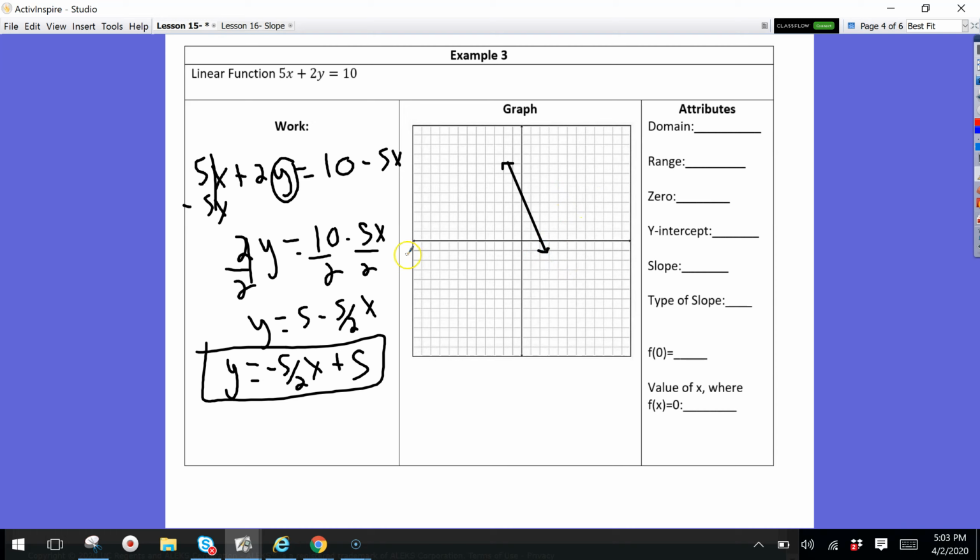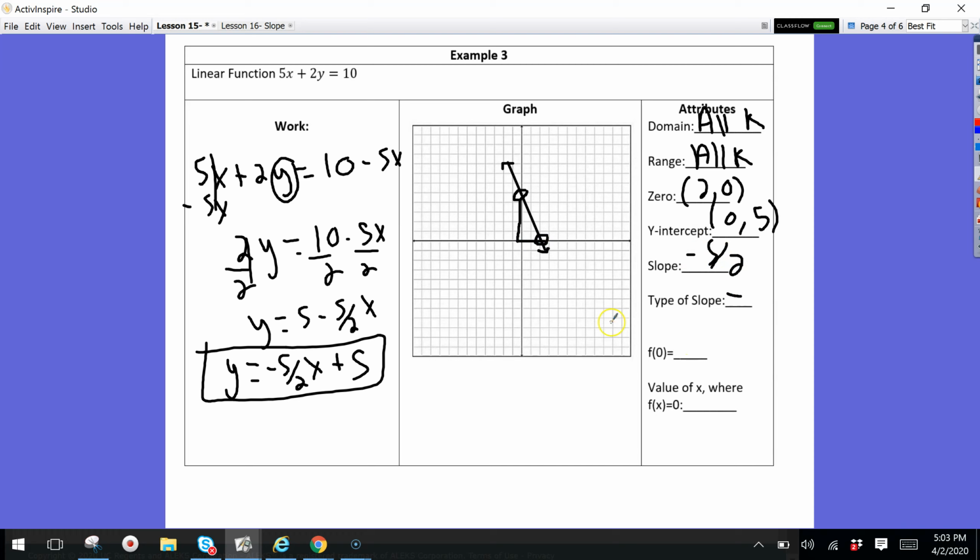So again, our domain keeps going, so it's all reals. Our range is the same thing. Our 0 right here is this point right here, which is (2, 0). Our y-intercept is up here, which was the point (0, 5). Our slope, it goes down 5 over 2, so negative 5 over 2. It has a negative slope.